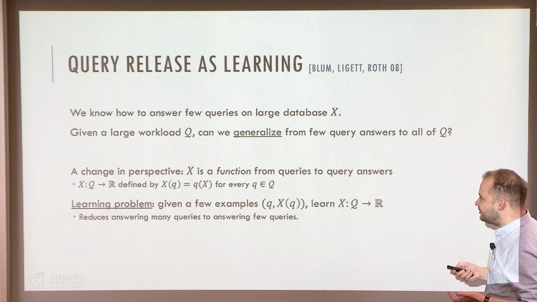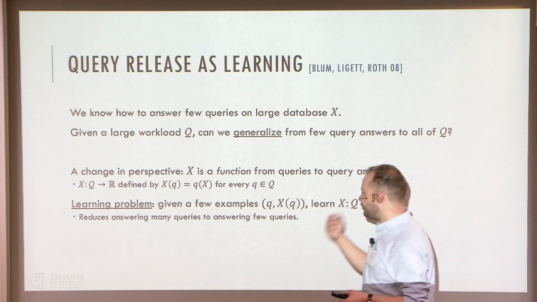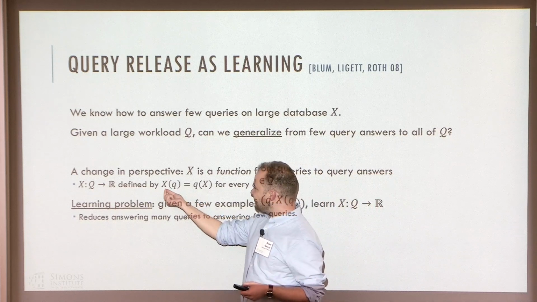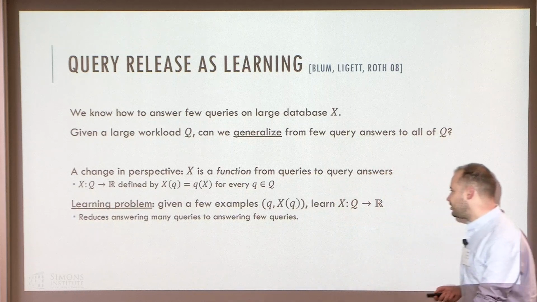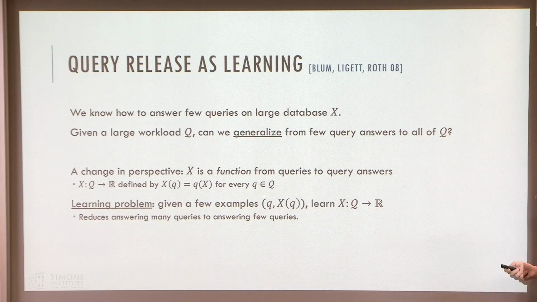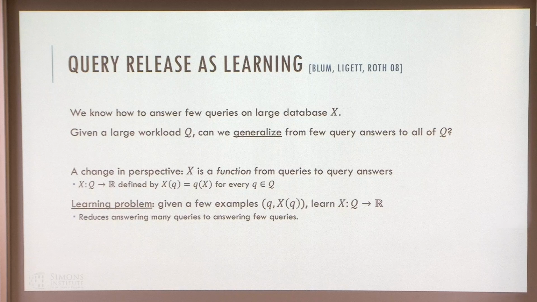Okay, so I'll have this notation, where I'm just switching what is inside the parentheses and what is outside. But all I'm saying is think of the database as a function that assigns to the query its answer. Now the goal would be to take a few examples of queries and answers, really those would have to be noisy, and from those few examples, learn the entire function that maps all the queries to their answers, approximately.